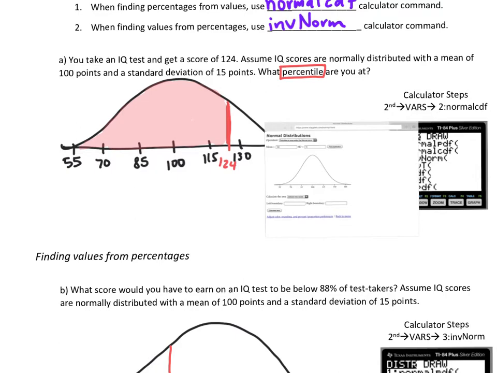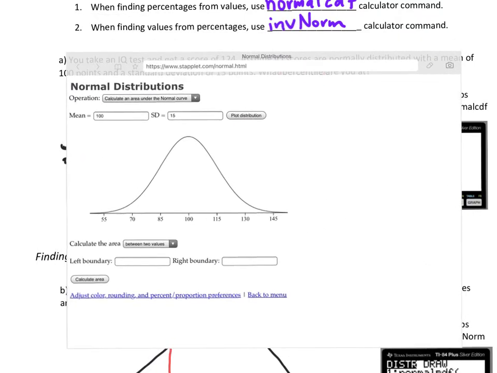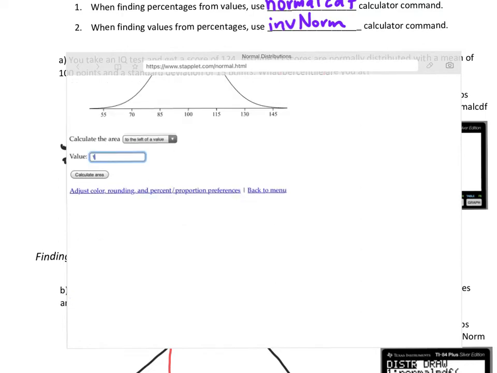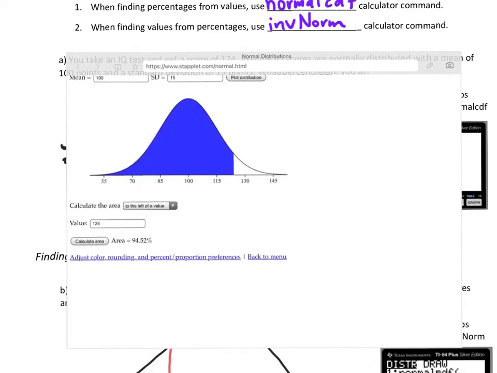So using the Statplet website, we want to change the calculation to find the area to the left of a value. That value of interest is 124. So calculate the area. It's 94.5%. So what percentile? The 94.5th percentile. And that should match the same answer that Mr. Young-Saver got in his calculations too. It shades everything below. I just shaded it in red. The program shades in blue.